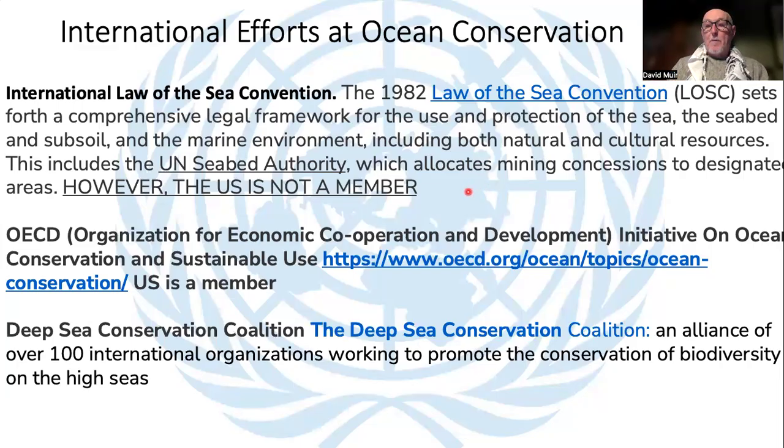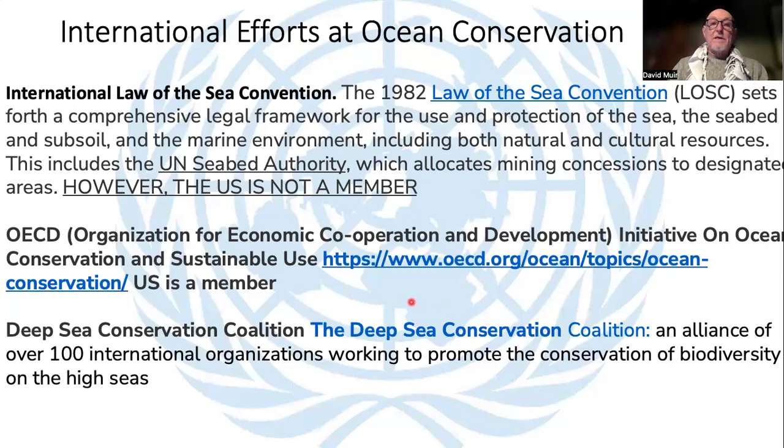There is a major problem with the LOSC, and that is that the United States refuses to join it because it sets rules outside of Congress, which the United States would have to adhere to. So they object to having an external body set rules for how the United States should behave.